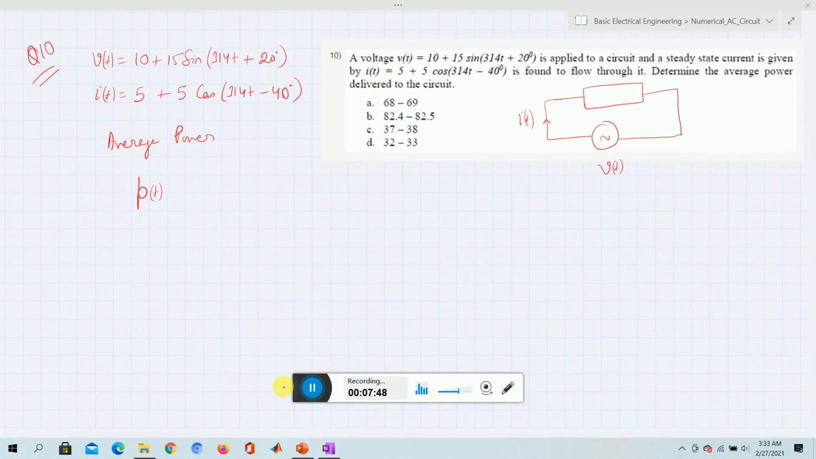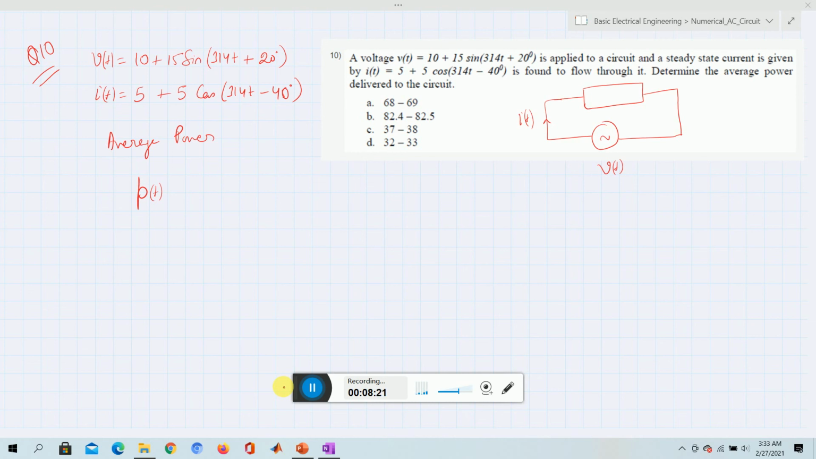So coming to the next problem, the voltage is given here as 10 plus 15 sine 314t plus 20 degree, and the current through the circuit is 5 plus 5 cos 314t minus 40 degree. Now this is a voltage and current. It has a DC quantity as well as an alternating component. So now you have been asked to determine the average power delivered to the circuit.